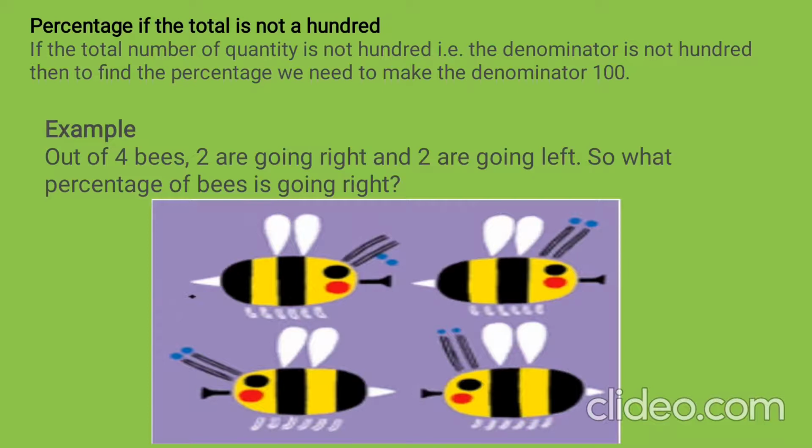Percentage if total is not 100. If the total number of quantity is not 100, that is, the denominator is not 100, then to find the percentage, we need to make the denominator 100.